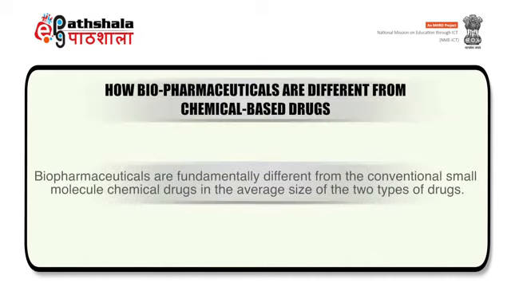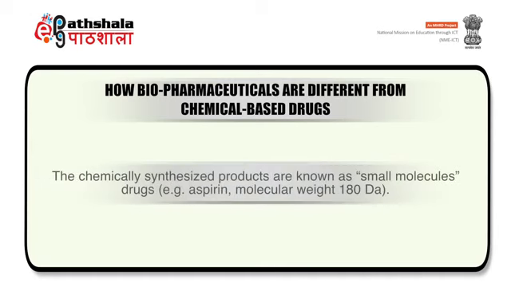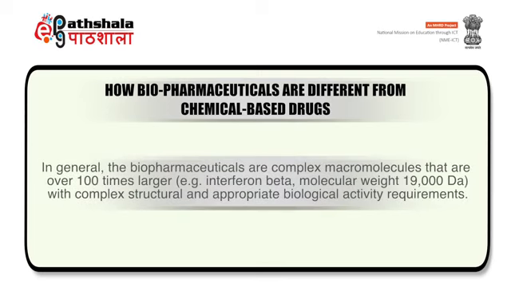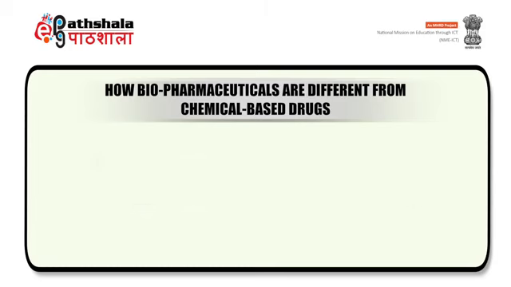The next point covered is the difference between biopharmaceutical products and the conventional small molecule chemical drugs. In this category, the chemically synthesized products are also known as small molecule drugs, since as an example we can quote aspirin. The molecular weight of aspirin is 180 Dalton. However, in case of biopharmaceuticals, these are complex macromolecules. For example, interferon is a molecule weighing around 19,000 Daltons with complex structural and appropriate biological activity requirements.